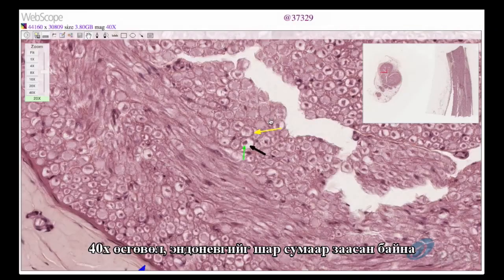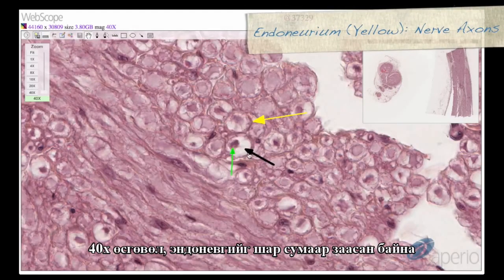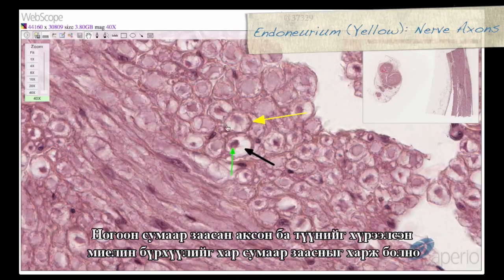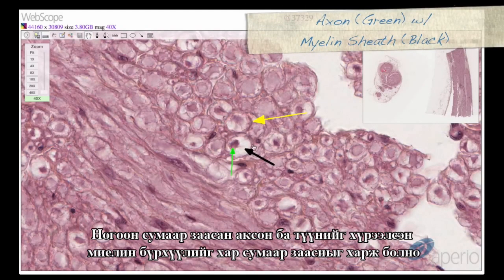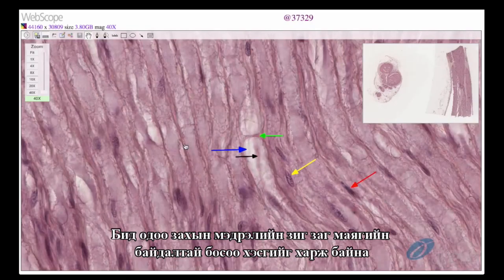Using the 40x objective, the endoneurium can be seen at the yellow arrow. The endoneurium surrounds individual nerve axons. An axon can be seen at the green arrow with its surrounding myelin sheath at the black arrow. We have now moved to the longitudinal section where the peripheral nerves appear to follow more of a zigzag course.